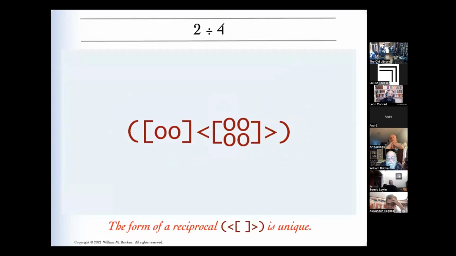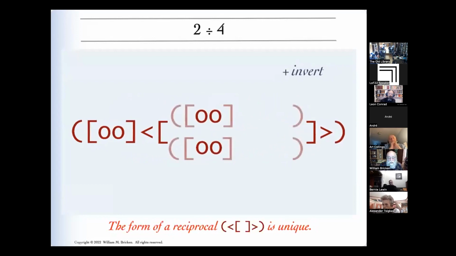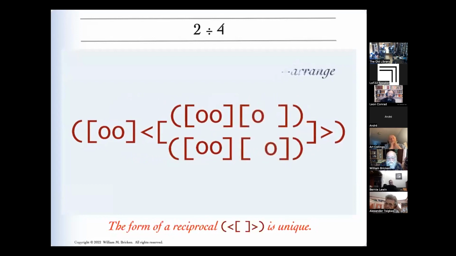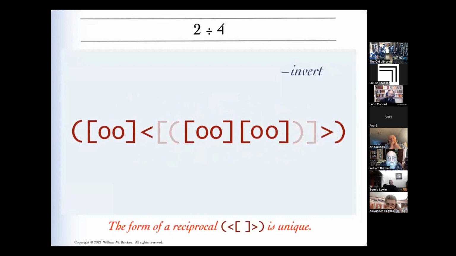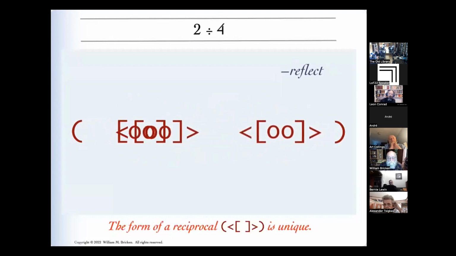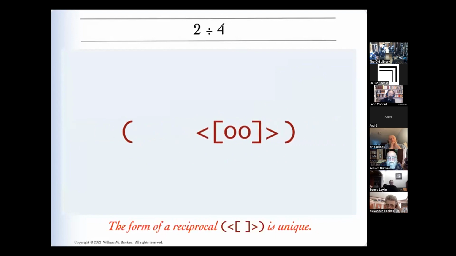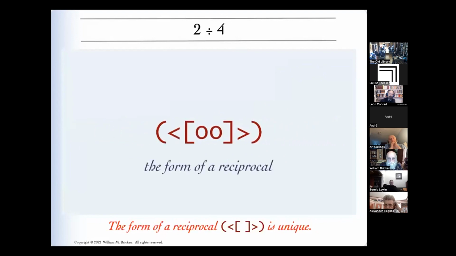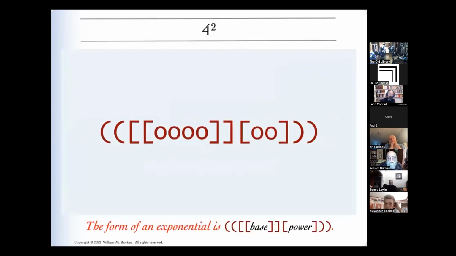Here's 2 divided by 4. Fractional division is collection for reflection. And in collection, you'll see a lot of inversion pairs being created from the void. And that's the form of a reciprocal. Here's 4 squared, 4 to the power of 2. Exponential is dispersion twice.